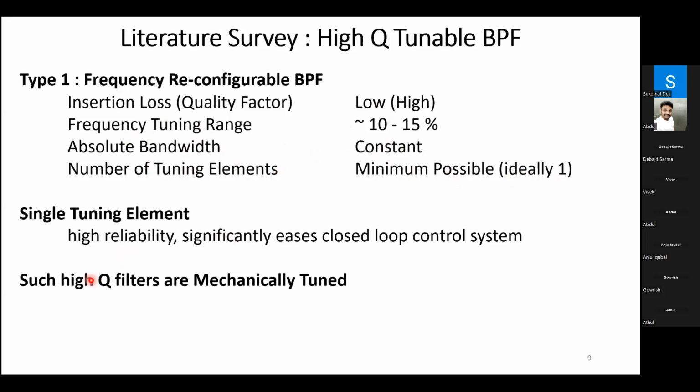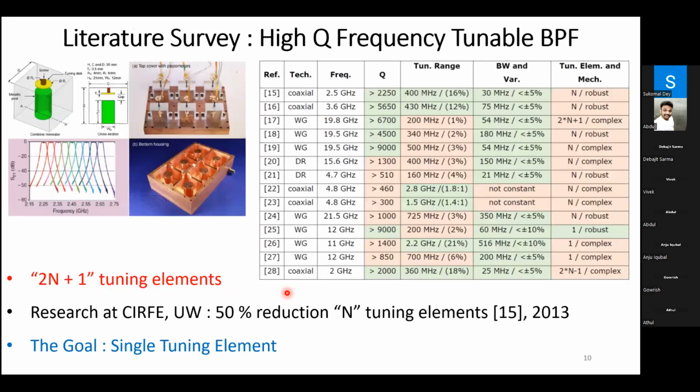And it is important to note that since we were focusing on high quality factor bandpass filters, they are all mechanically tuned. We were not focusing on varactor based tuning, because as soon as we introduce a varactor, it degrades the Q factor of the resonator significantly. And it is not much of use when it comes to base station application or the satellite application. Hence, we were focusing on mechanically tuned bandpass filters using a motor, piezo motor, or a magnetic motor, or using MEMS.